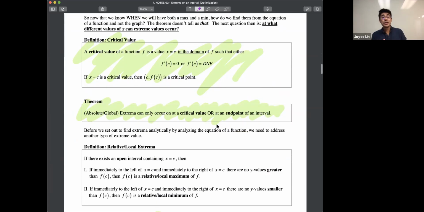Okay, part two, critical values. I want to go over this really quickly. I know you're all familiar with it, but I think the thing that people forget is when you take the derivative, sometimes you need to set the derivative to does not exist. So not only do you get critical values when your derivative equals 0, you also get critical values when your first derivative does not exist.